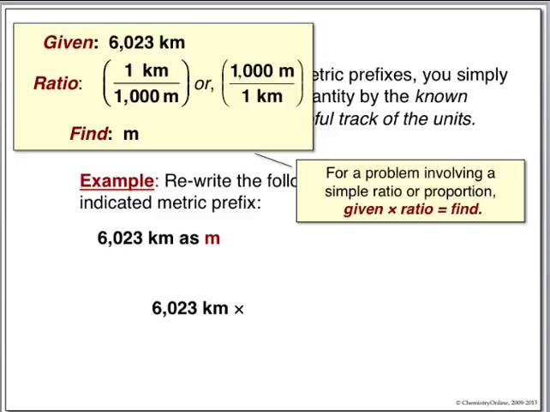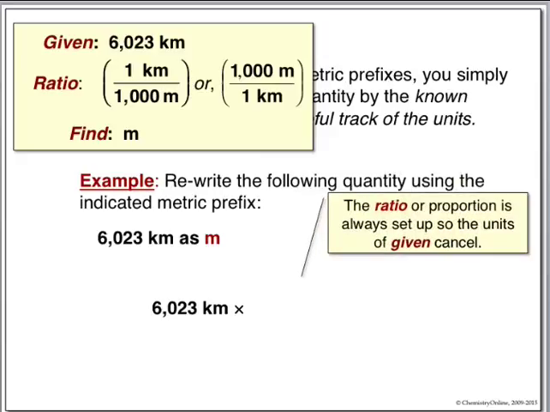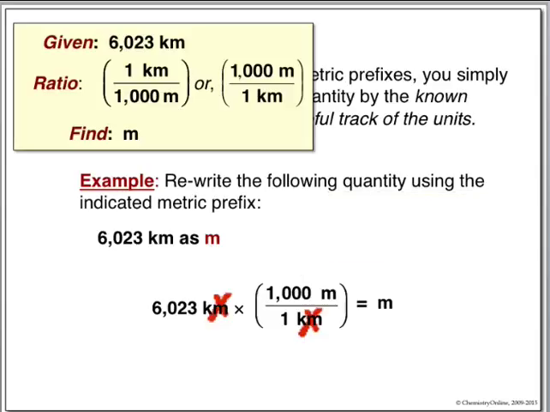What you do is you simply look at the two, and we're going to pick the one where the units of our given are in the denominator. The units of given must be in the denominator. Now, when we do our math, kilometers cancel, and then all we have to do is multiply 6,000 times 1,000, and we get 10 to the 6th meters.